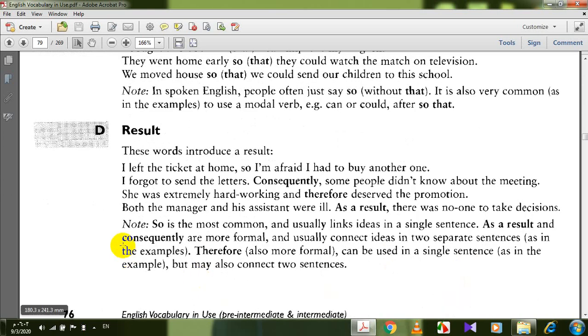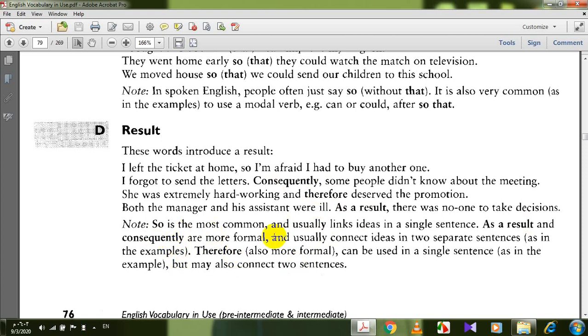Good. Note, so is the most common, and usually links ideas in a single sentence. As a result and consequently are more formal, and usually connect ideas in two separate sentences. If we come back here, both the manager and his assistant were ill, full stop, as a result, comma, there was no one to take decisions. So we have two separate sentences. Also here, therefore, consequently. Good.